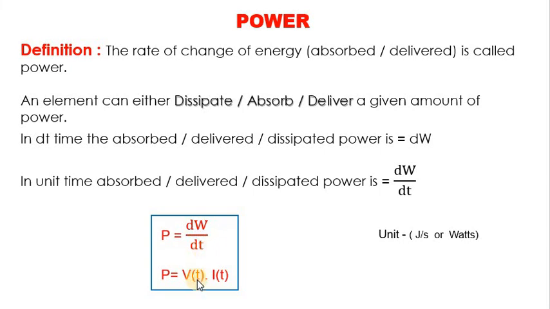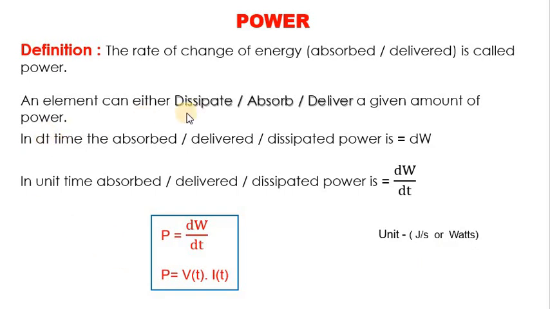There is another formula to calculate the power: the time function of voltage multiplied by the time function of current results in power. The unit is joule per second, or we simply call it watts. The common unit that we take in our syllabus is watts.